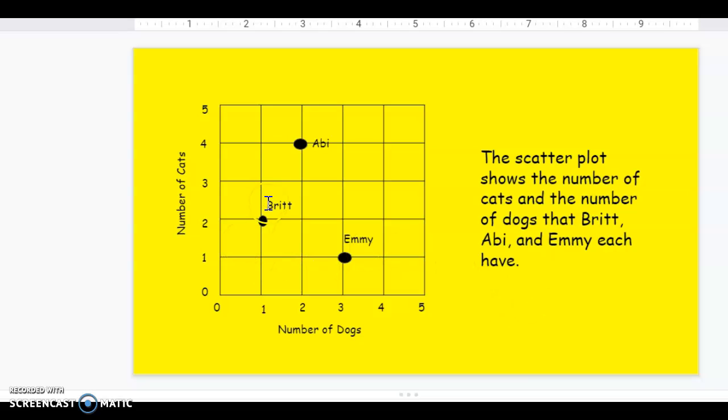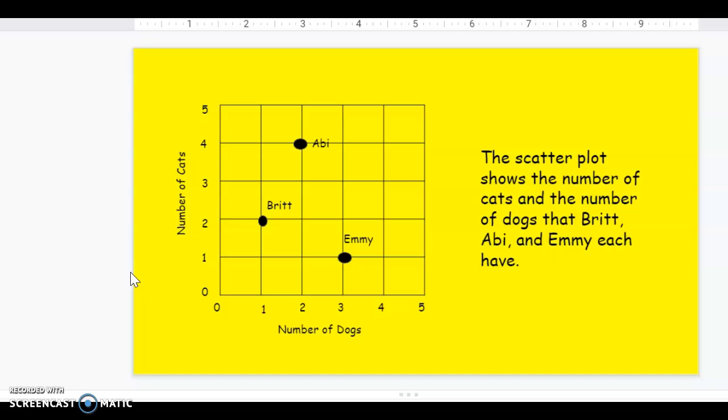So if you look, Britt right here has 2 cats and she has 1 dog. Remember, each dot shows 2 pieces of information. So Abby here has lots of cats. She has 4 cats and she has 2 dogs. They really like animals in that family. And then Emmy right here has 1 cat and 3 dogs. Wow, that poor cat with lots of dogs. So that is how you read a scatter plot.